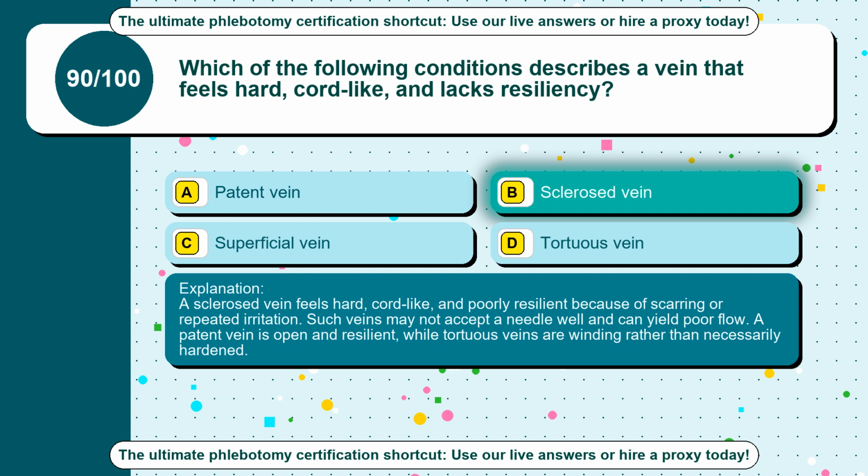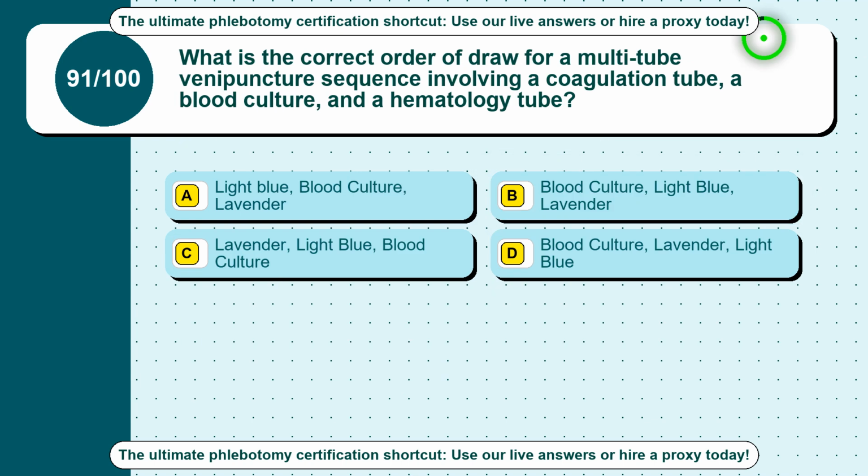A sclerosed vein feels hard, cord-like, and poorly resilient because of scarring or repeated irritation. Such veins may not accept a needle well and can yield poor flow. A patent vein is open and resilient, while tortuous veins are winding rather than necessarily hardened. Question 91. What is the correct order of draw for a multitube venipuncture sequence involving a coagulation tube, a blood culture, and a hematology tube?